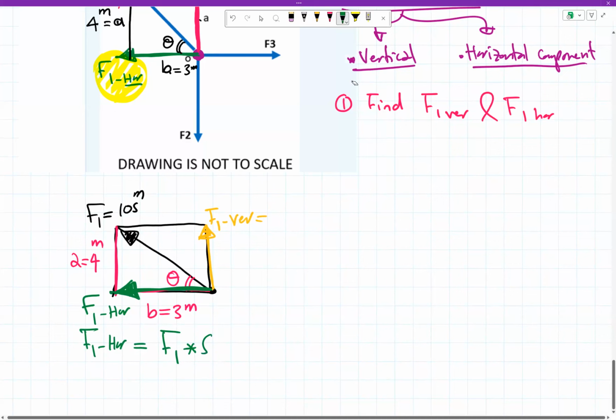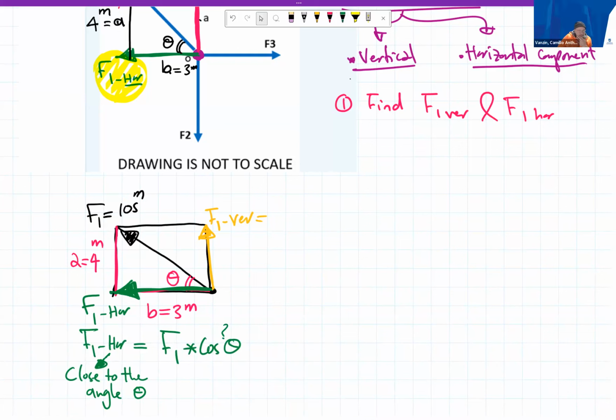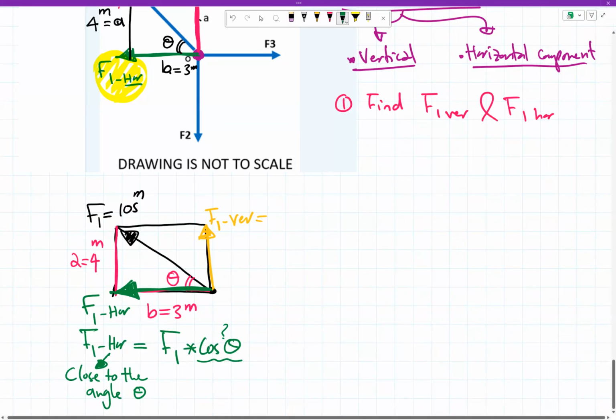Cosine theta, because this component is close to the angle theta. So we know F1, but we don't know how much cosine is, so we need to find cosine. The vertical component will be F1 times, we have two options again: sine theta, because theta is far, so sine theta.